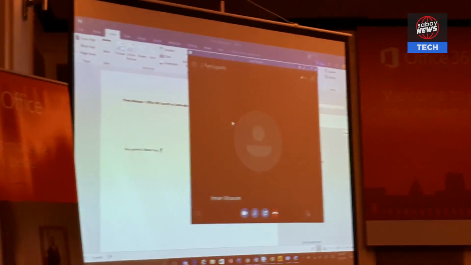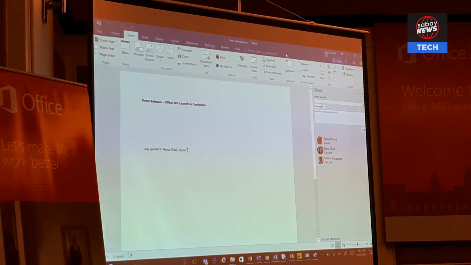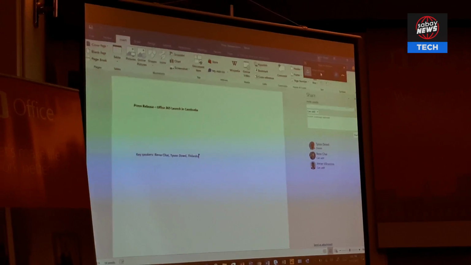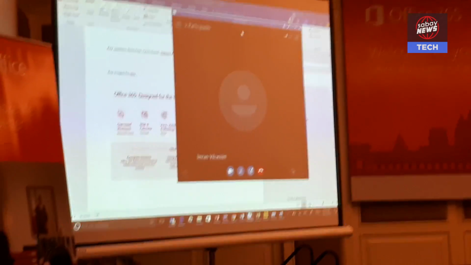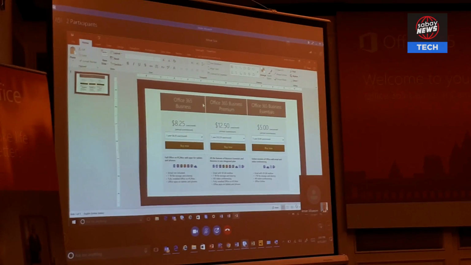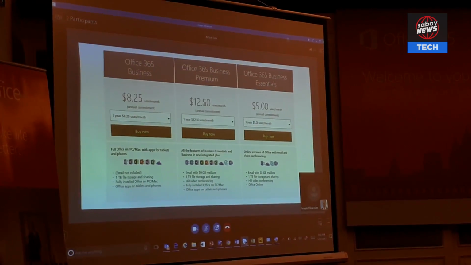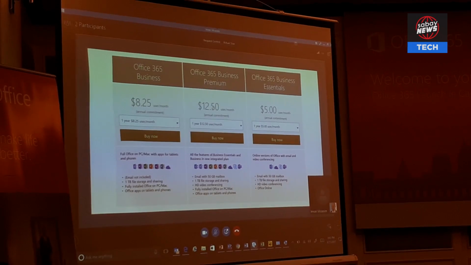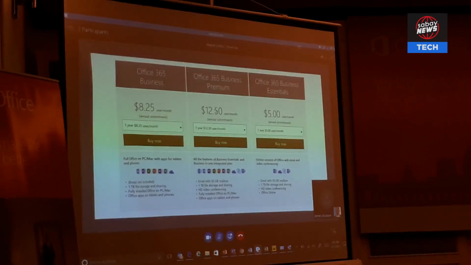So we can actually work on this together, and we can have the Skype call here. So we can have a voice call going on here while we're actually working together. There we go. Okay, so now I'm looking at his PC. So this is what he's looking at. Oh, he's looking at pricing information. Now that's good, we always like pricing information. So he's thinking of adding into the press release some information about pricing.